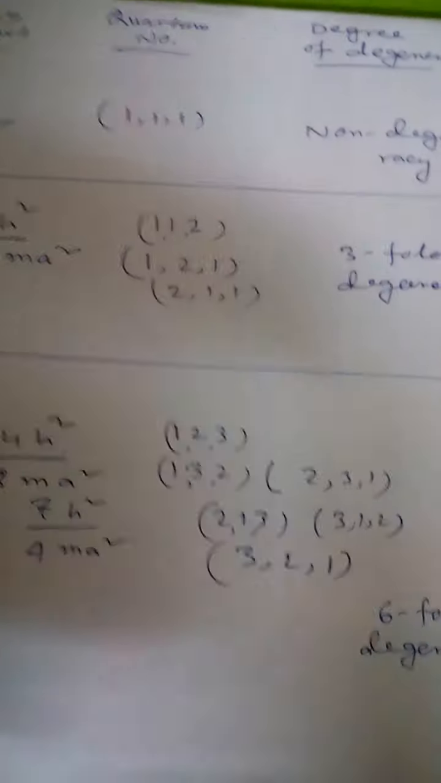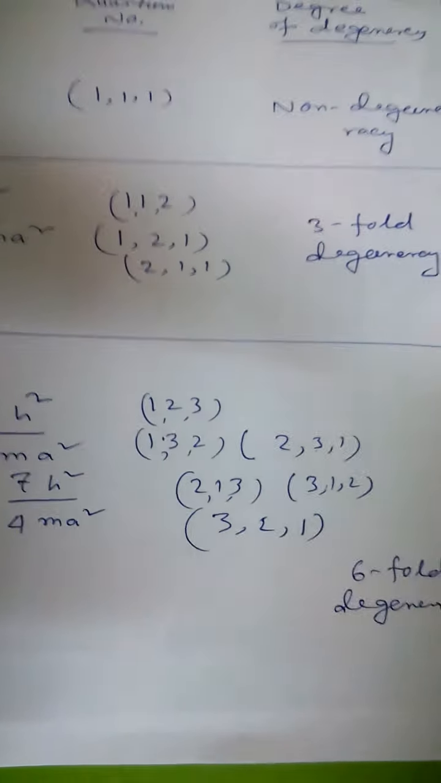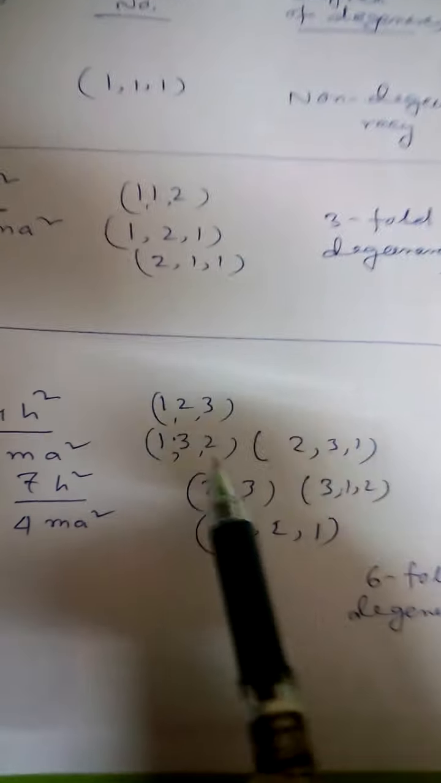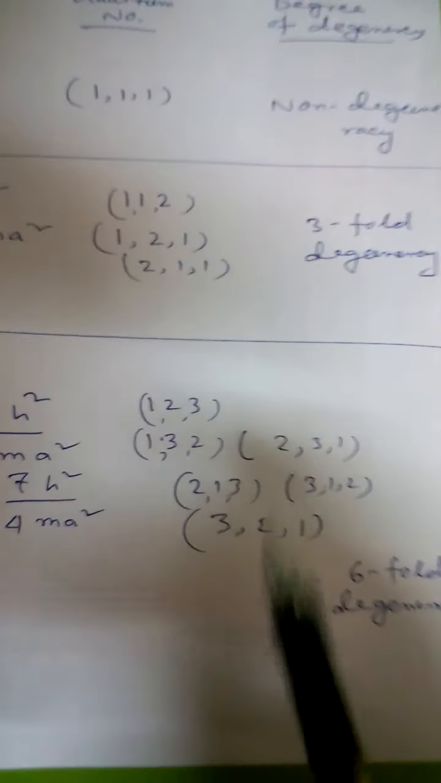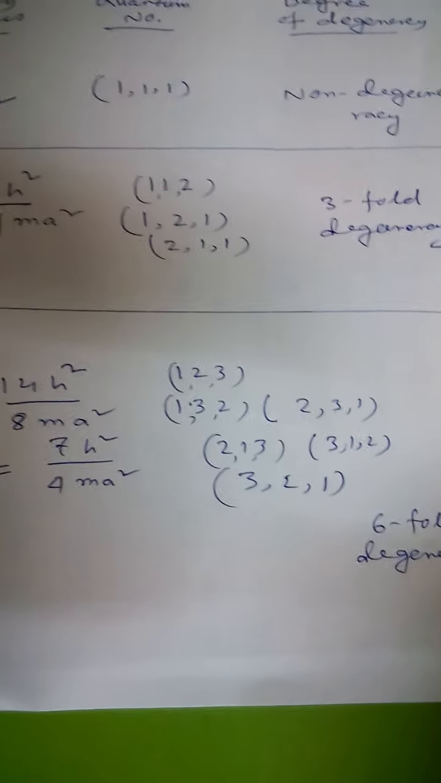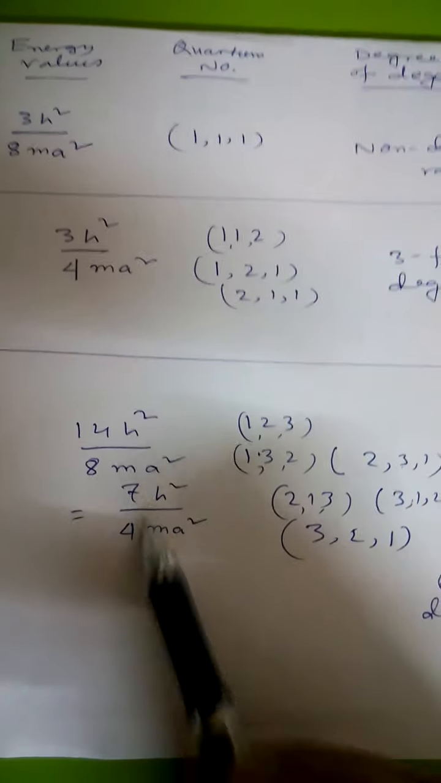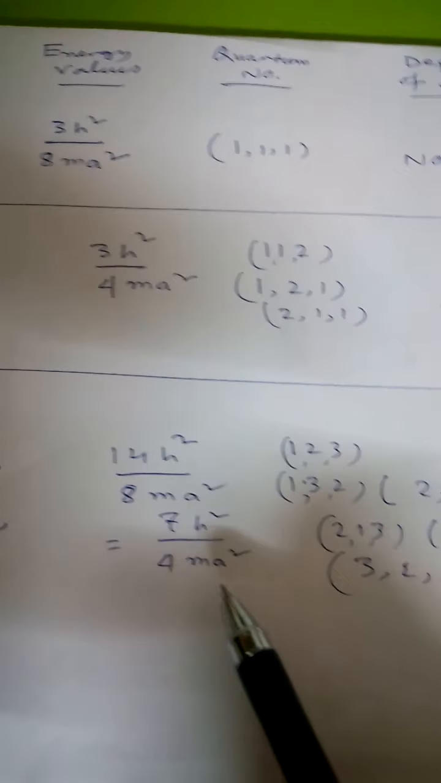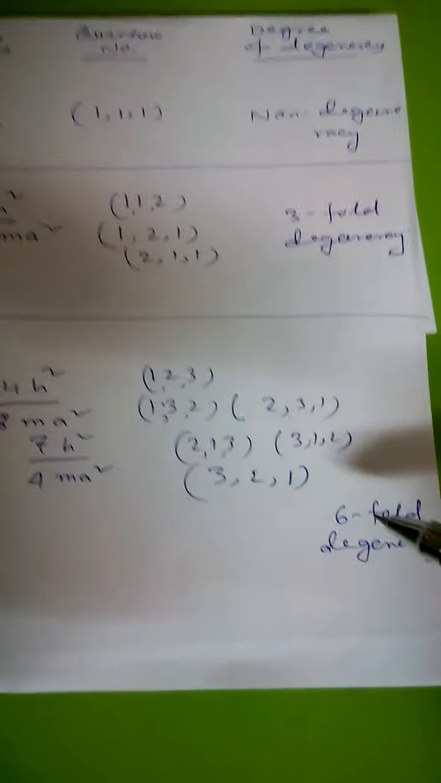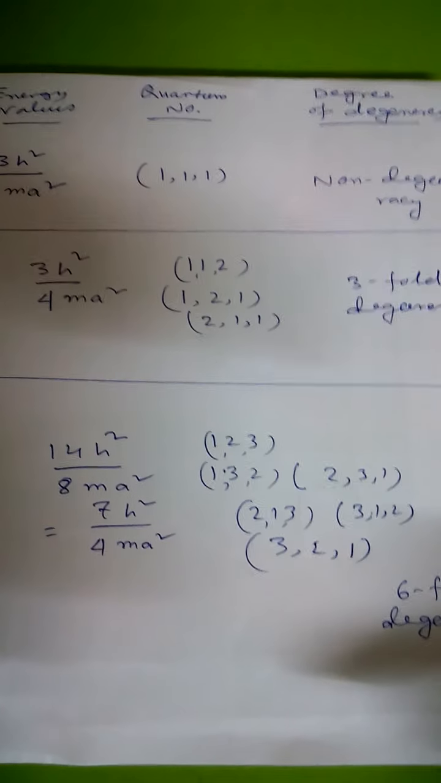So we have 6 different wave functions, depending on the 6 different sets of nx, ny, nz. So that's why this is called 6-fold degeneracy. There are 6 different wave functions, but the energy eigenvalues are the same, 7h square by 8m a square. The energy levels are different, but the energy eigenvalue is always the same, and we have 6 different wave functions. That's why this is called 6-fold degeneracy.